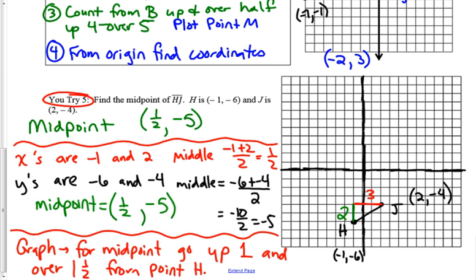Okay, so the answer to you try 5 is 1/2, comma, -5. If you did not get this correct, you need to pause the video here and see if you can figure out where you went wrong so that you can fix your mistake. If you did get this right, then please continue with the video.